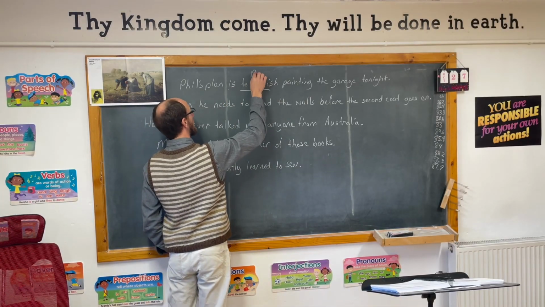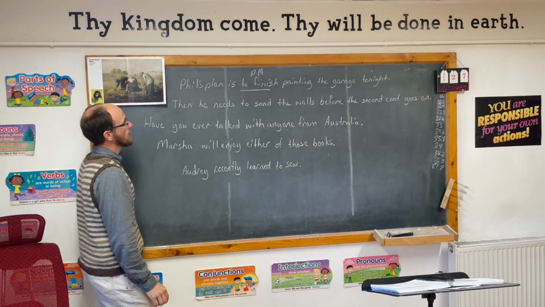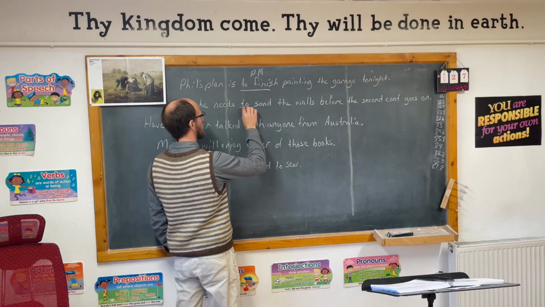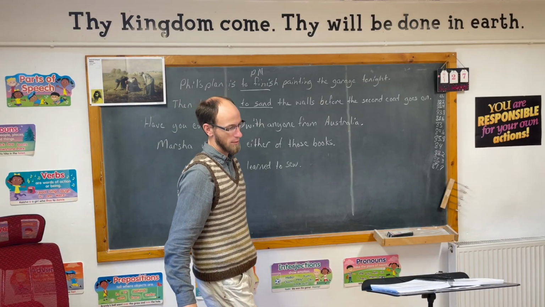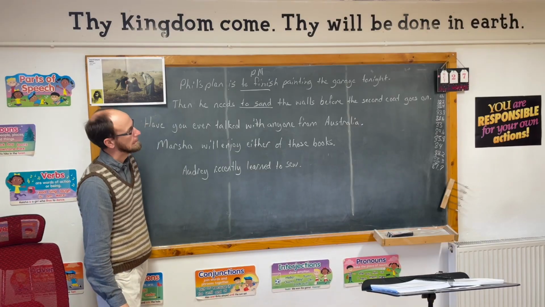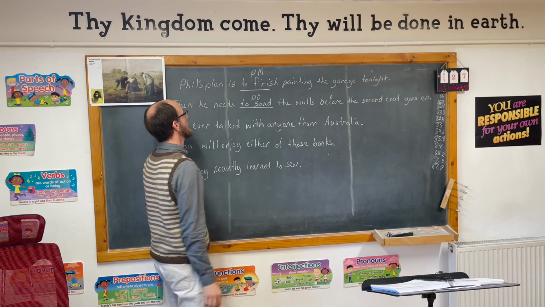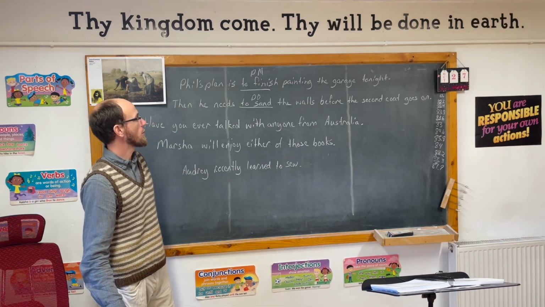There we go, because is is a linking verb. To finish. Okay, the next one. Then he needs to sand the walls. To sand. How is that being used? Preposition, no phrase. Okay, alright. Direct object. I'm with you, Shayna. Good. He needs who or what? This: to sand the walls before the second coat goes on.